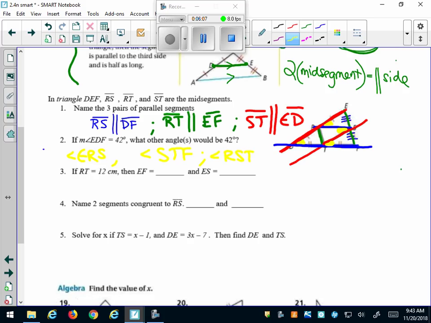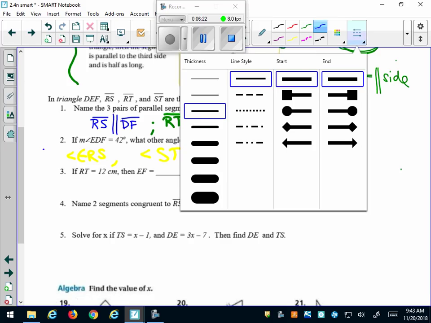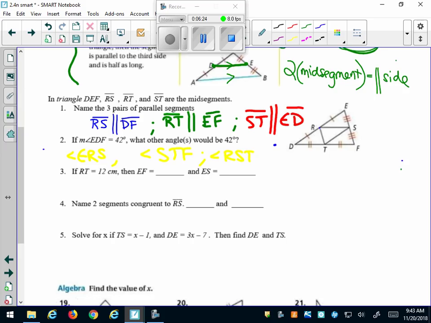You could do the same thing with other angles in this diagram. I think this is becoming a little too much to look at. Let's start fresh here. If RT is 12, the length of RT is 12. What is the length of EF? Alex. Yep.